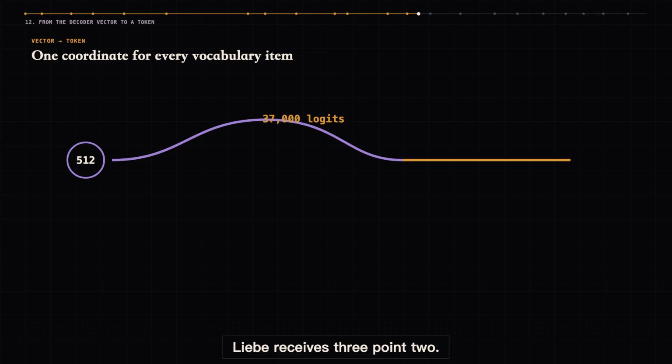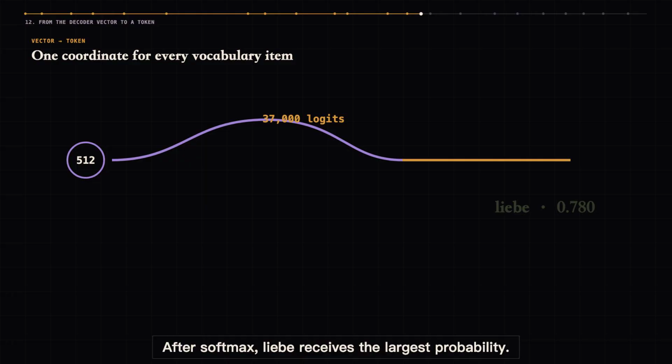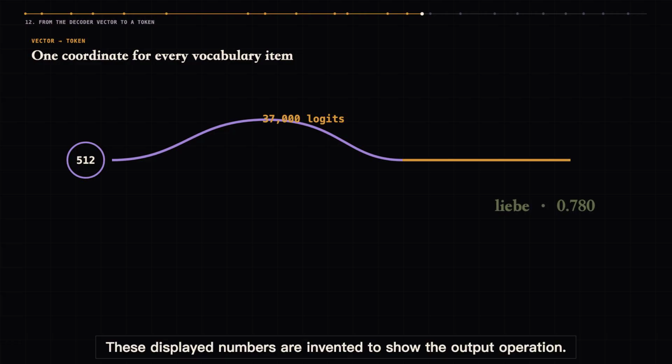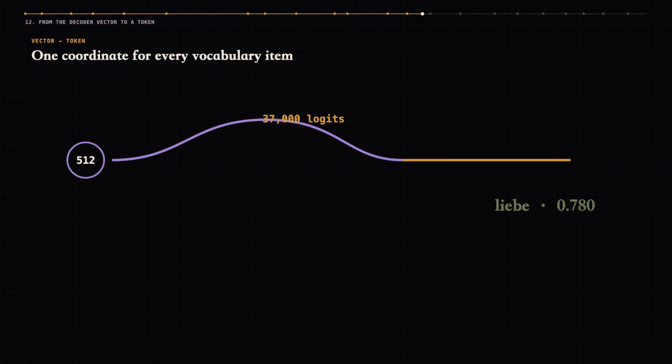Libby receives 3.2. I receives 0.7. Und receives negative 0.4. The period receives 0.2. After softmax, Lieb receives the largest probability. These displayed numbers are invented to show the output operation. They are not logits from the paper's model.